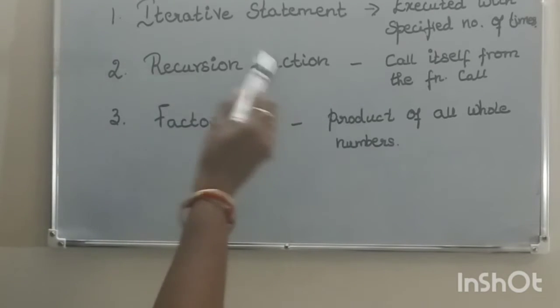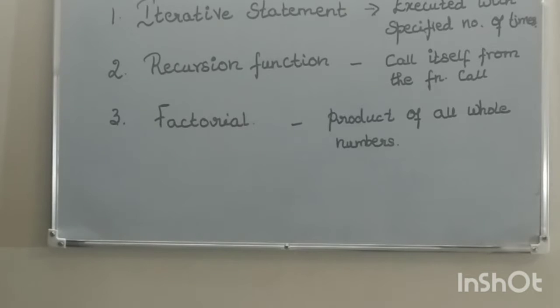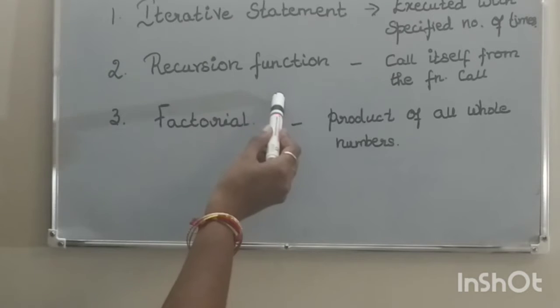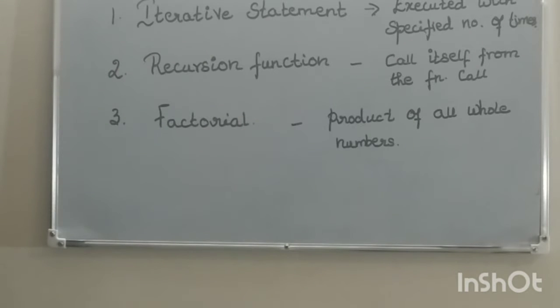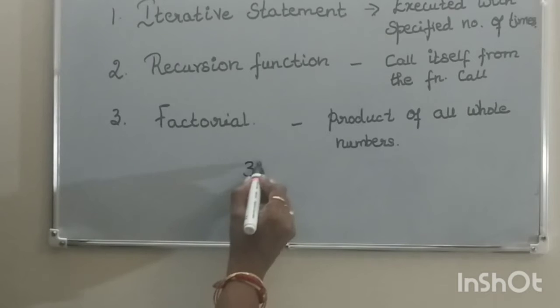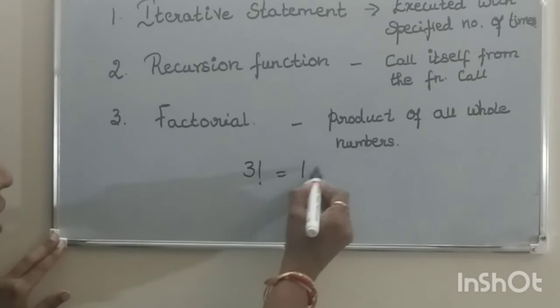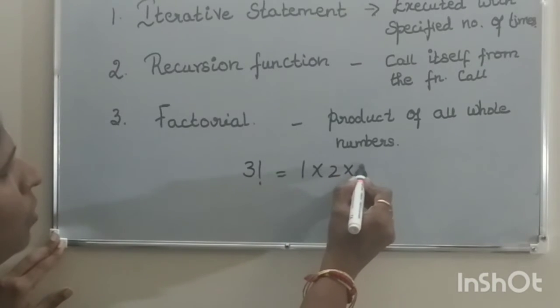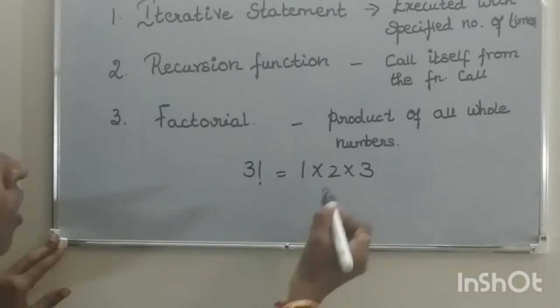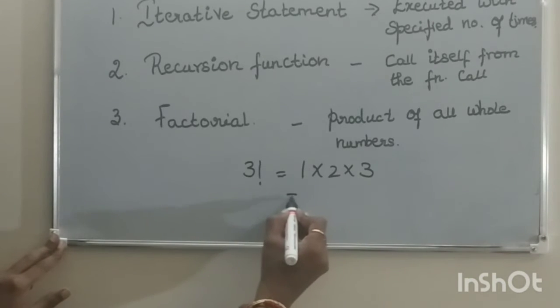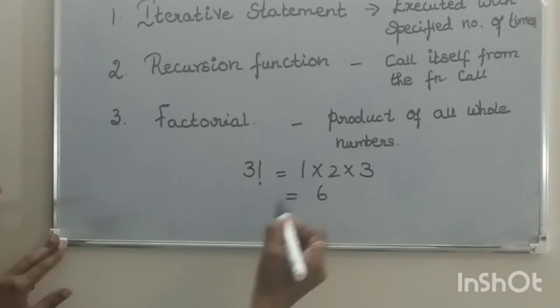Next, recursion function: a function that calls itself inside the function definition is referred to as a recursion function. Next one, factorial: the product of all whole numbers is called factorial. For example, 3 factorial is represented as 1 into 2 into 3. It is a product of all whole numbers. So what is the answer for factorial? 6 is the answer.